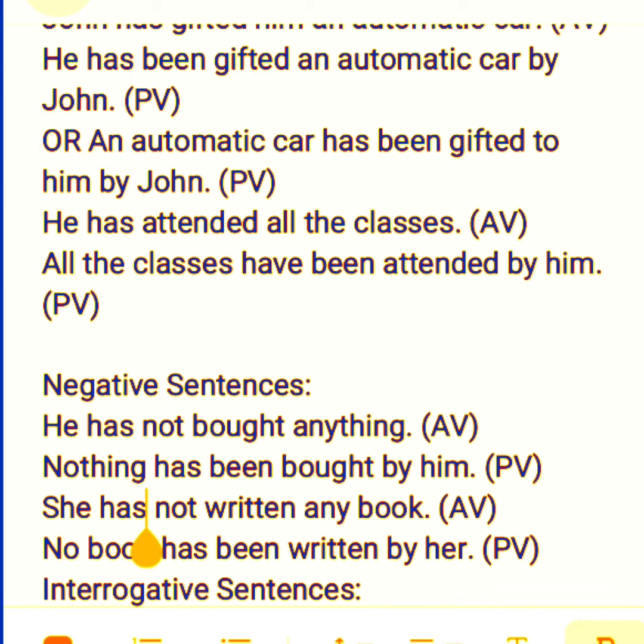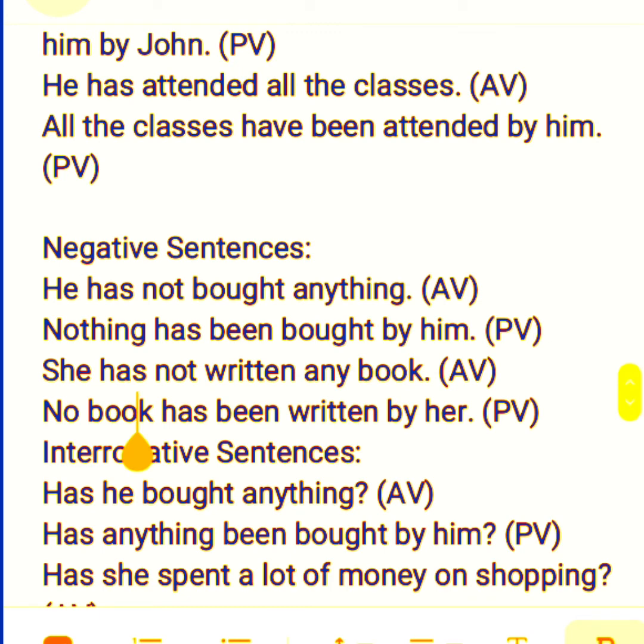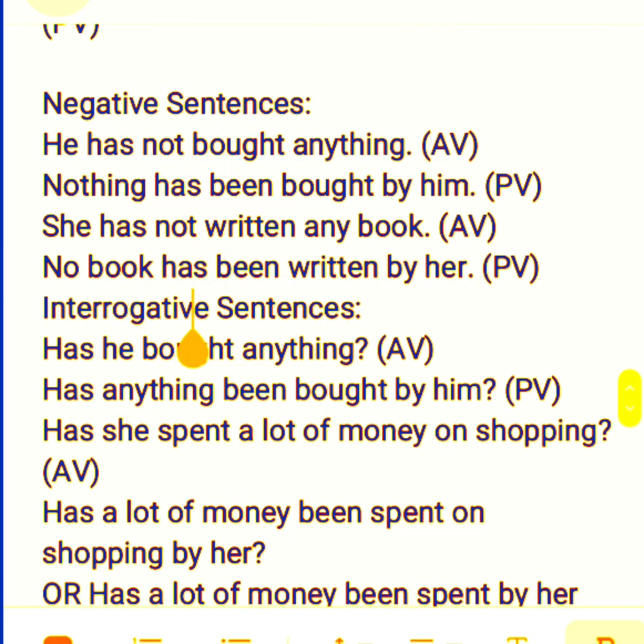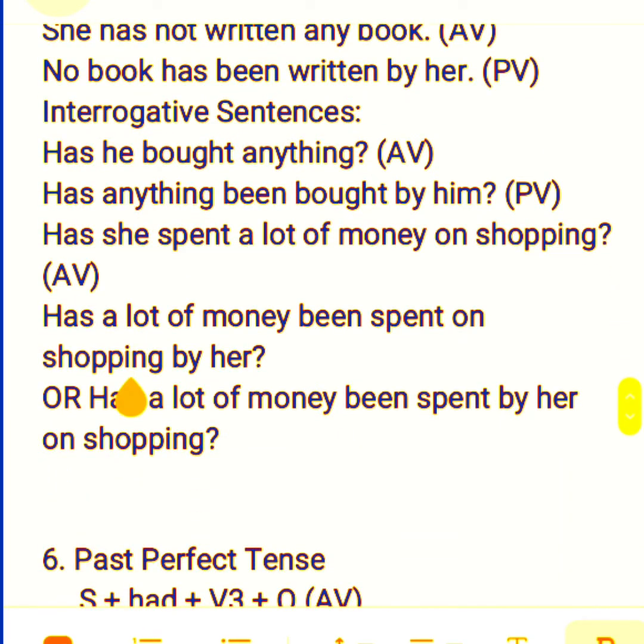She has not written any book. No book, again see, any book, no book. No book has been written by her. So we have not to use not in this sentence because we have used no book, that negates this thing, okay? Interrogative sentences. Has he bought anything? Has anything been bought by him? Has she spent a lot of money on shopping? Has a lot of money been spent on shopping by her? Or we can convert it in this way also, has a lot of money been spent by her on shopping?